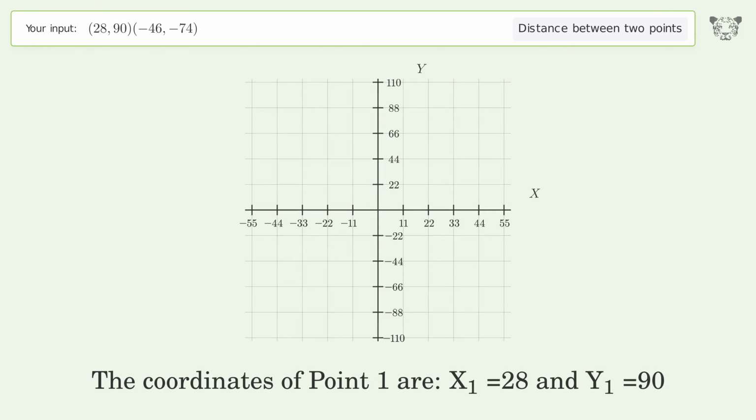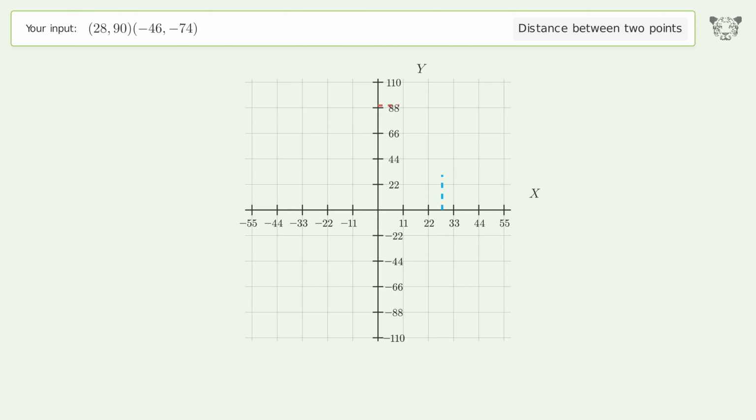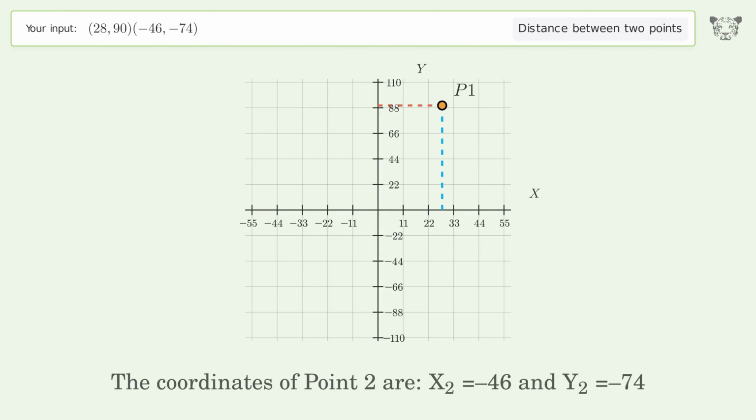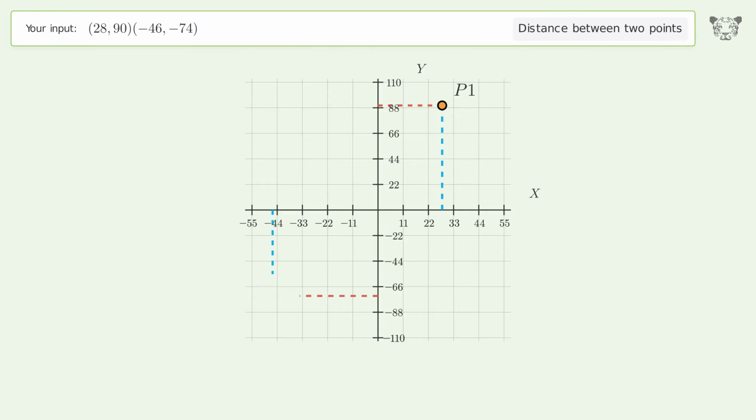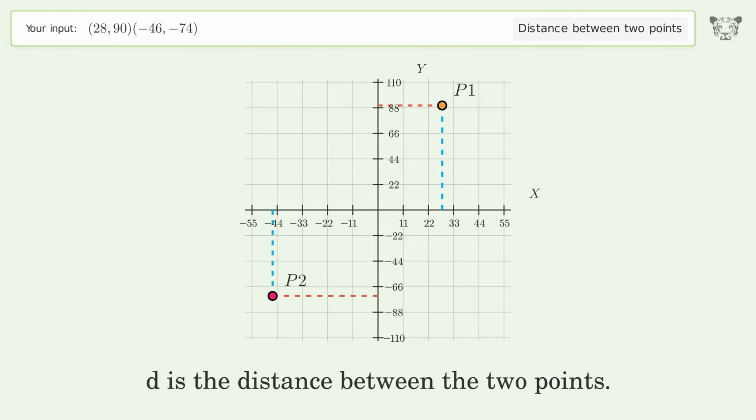The coordinates of point 1 are x1 equals 28 and y1 equals 90. The coordinates of point 2 are x2 equals negative 46 and y2 equals negative 74. D is the distance between the 2 points.